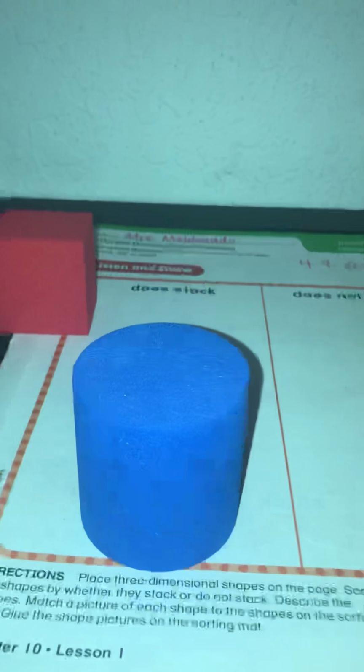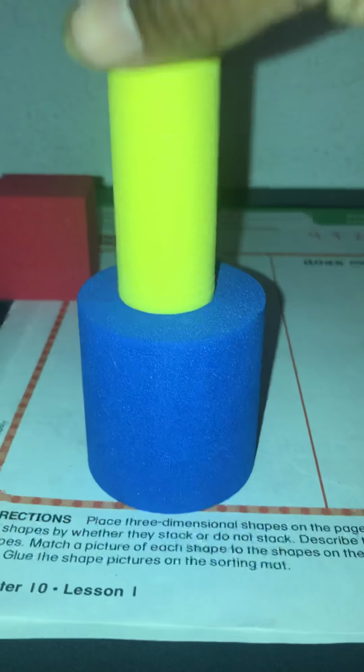All right, what's the other one? Cylinder. All right, so here's our cylinder. Does the cylinder have a flat surface to be able to stack? If you look closely, it does. And I do have an extra cylinder right here. It's a skinny cylinder. And if you look, you can see that, yes, it does stack. So we're going to put the cylinder over on the does stack pile.